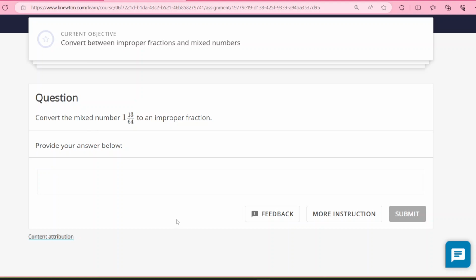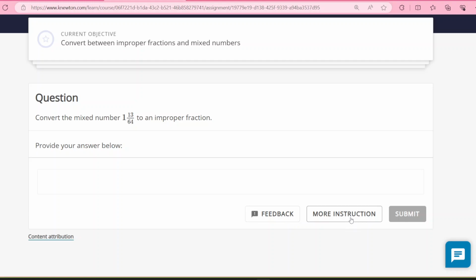And at the bottom of every question, you should be able to see a feedback button. So if you see any typographical errors or any issues at all with the question itself or the answer explanations, you can send feedback directly to the people at Knewton, and hopefully someone on their support staff will get back to you shortly and help you resolve your issue.